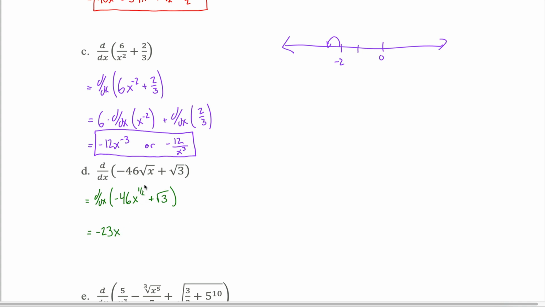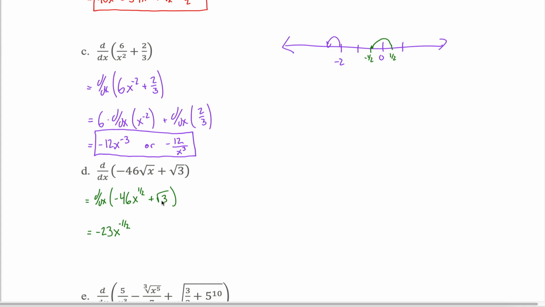What power? 1 less than 1/2. Be careful here. It's tempting to think that 1 less than 1/2 is 1/2, but it's not. 1 less than 1/2 is negative 1/2. Again, if you need to, do a number line argument. Here's 1/2 right here. 1 less than 1/2 is negative 1/2.